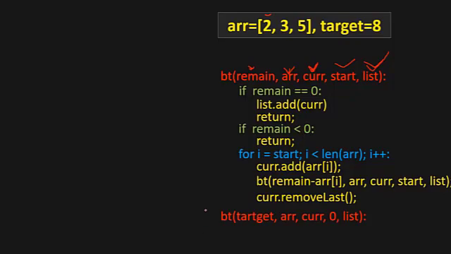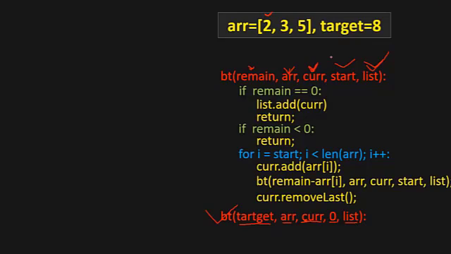This is our function call. The first argument is target, the second argument is our array, then the third argument is our current list, and this list will store our current combinations. Then this is 0, this is for index 0. Initially we are starting with this element 2. Then we have list. This list will hold our answer, or in other words, this list will hold the combinations that add up to 8.